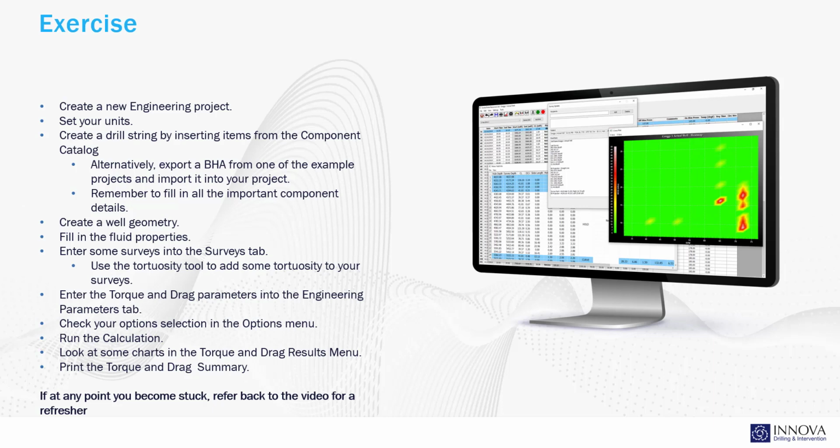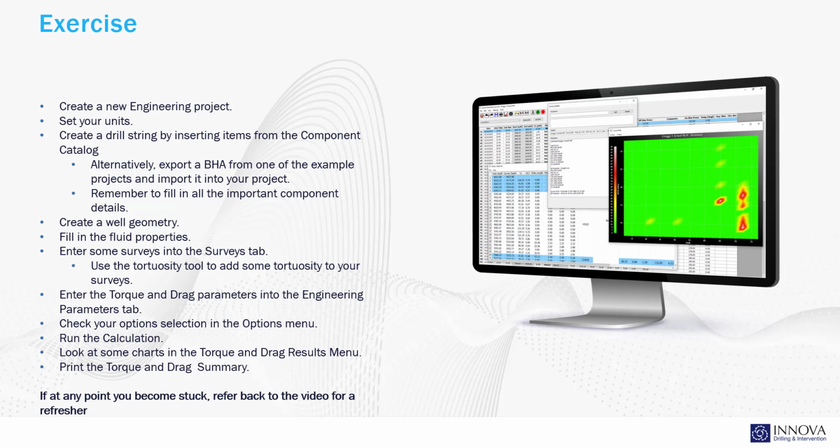Now we can move on to the exercise. This is going to be very similar to the hydraulics tutorial video exercise. You're going to create a torque and drag calculation from scratch and then run it and then take a look at the results. For your data, you can use your own data or you can copy the data from one of the example projects. So start by creating a brand new engineering project, set up your units, then create a drill string by inserting components from the component catalog.